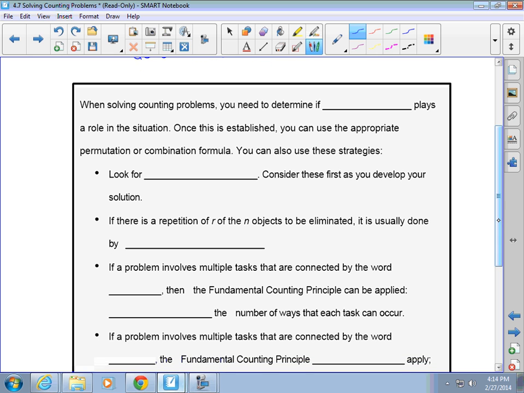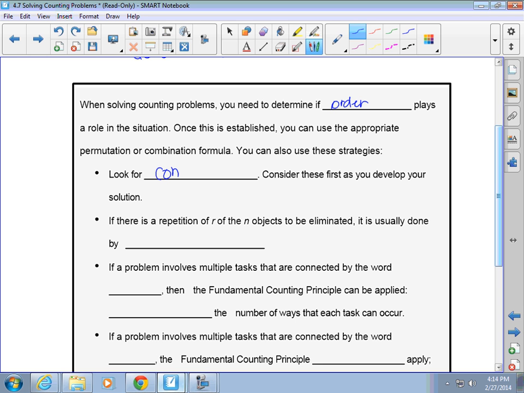When solving counting problems, you need to determine if order plays a role in the situation. So remember, if order matters, then you have to use permutations. And if order doesn't matter, like the Chinese food scenario, where it doesn't matter what order you put your food on the plate, you just have to order a combination of food, then you would use the combination formula. Look for any conditions.